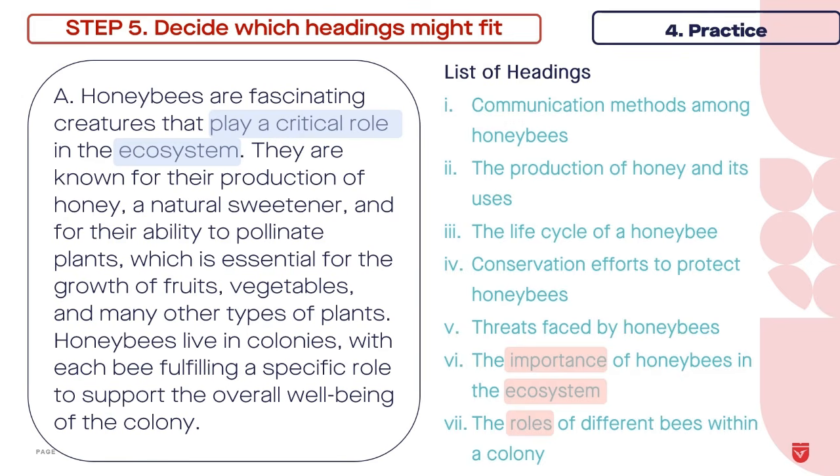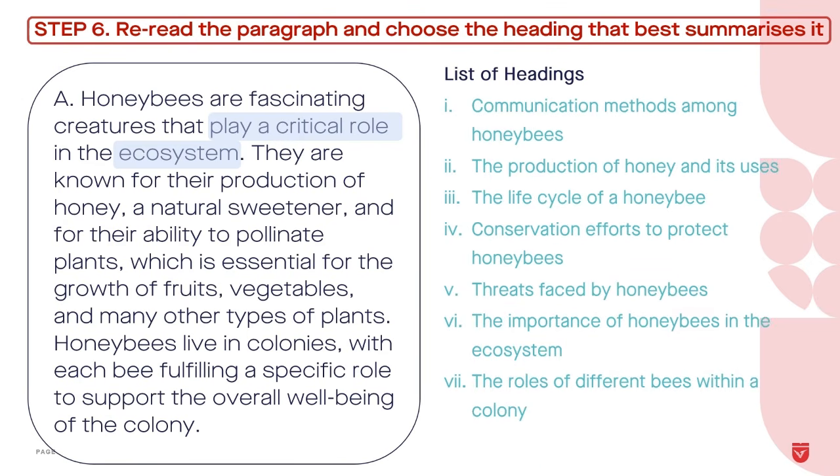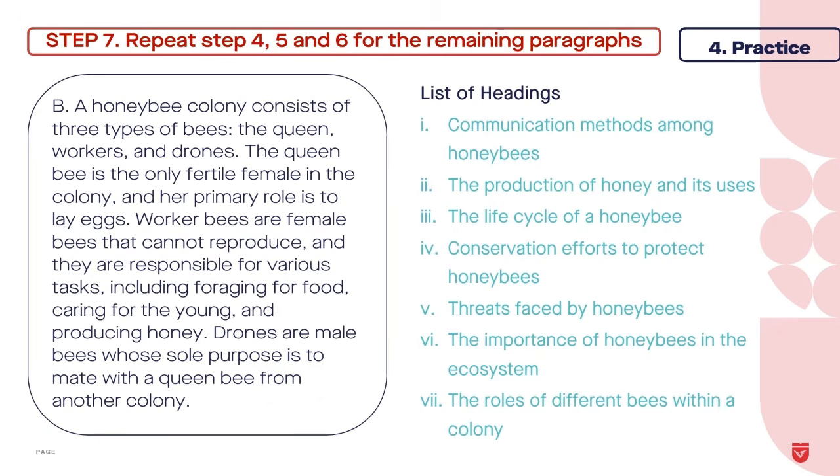The correct heading for paragraph A is 6, the importance of honeybees in the ecosystem. Because the keyword "importance" is the synonym of "critical" in the topic sentence, and heading 6 and the topic sentence both talk about the critical role of honeybees to the ecosystem. Heading 7 talks about the roles of the bees in their colony, not in the ecosystem. Now, you can stop the video to practice by repeating steps 4, 5, and 6 for the remaining paragraphs.